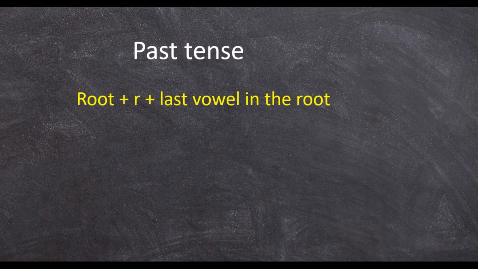To do past tense, root plus r plus last vowel. Ime, to do. The root is me. To bring down r, we have mer. Then the last vowel in the root is e. We just bring it down. Now we have mere. That means did. Mere ya, I did it. Mere ya, I did it.